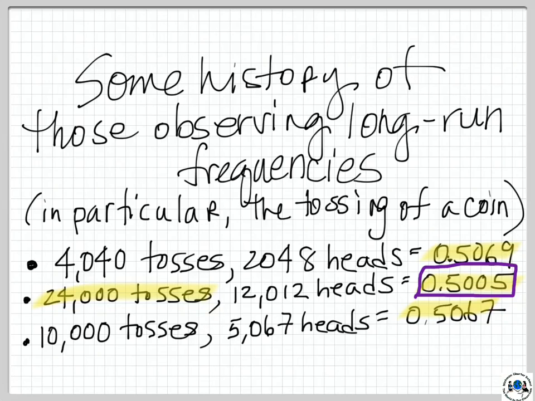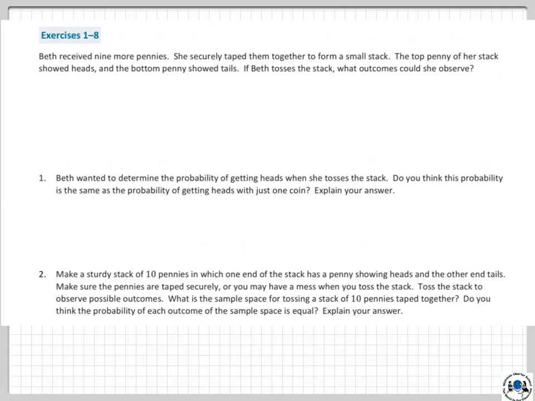50%. Okay, and you can see that 12,000 out of 24,000 is pretty darn close to that theoretical probability, which might lend some support to this idea of increased trials. The longer the run, the longer your observation of these happenings or outcomes, the closer and closer you'll move towards that theoretical probability.